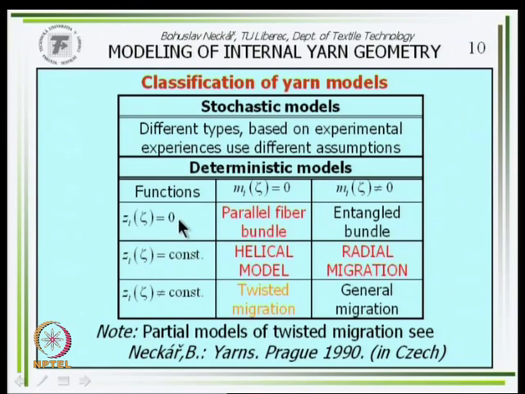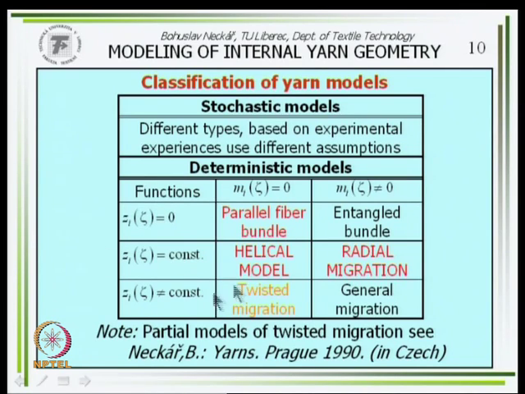And d phi by d zeta is also 0, so it is a bundle of parallel fibers. Parallel fiber bundle. If the z function is equal to 0, but m is different from 0, the fiber has no twist, but the fibers are on different radii. Then this is something like an entanglement bundle.